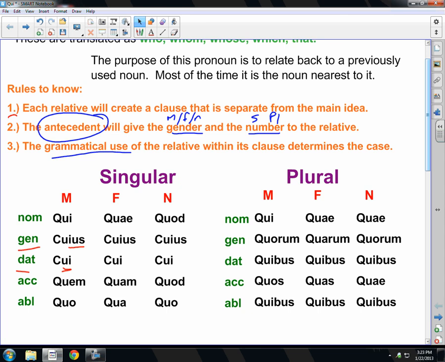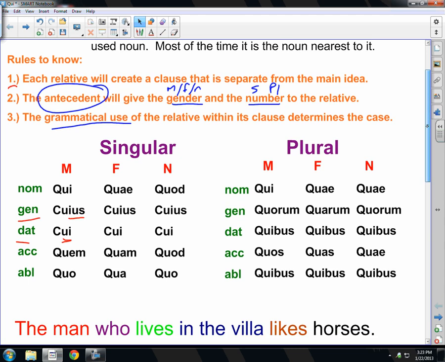So here we have our singular. They are qui, quae, quod, cuius, cuius, cuius, cui, cui, cui, quem, quam, quod, quo, qua, quo. And then for our plurals, we have qui, quae, quae, quorum, quarum, quorum, quibus, quibus, quibus, quos, quas, quae, quibus, quibus, quibus. So how do I use this relative pronoun?